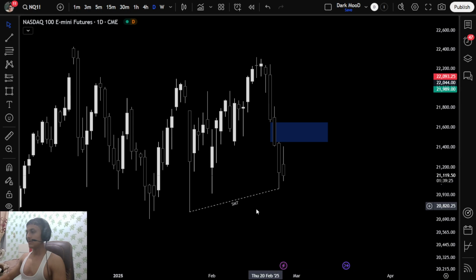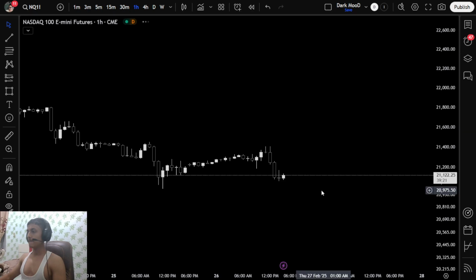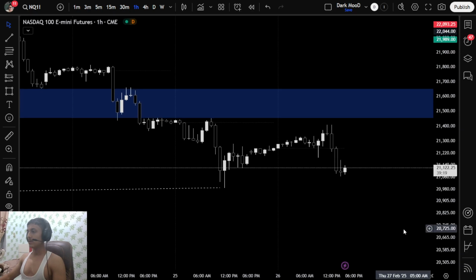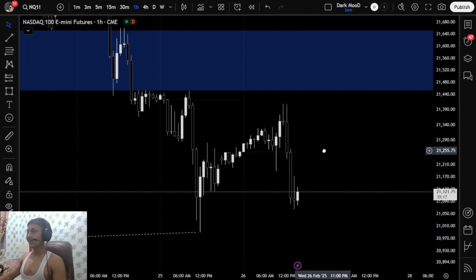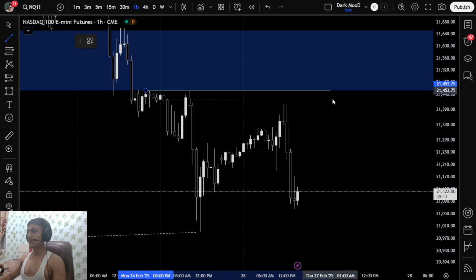So today we have this simply at the daily chart. And if you went to the hourly, I notice that you have these equal highs right there. These are equal highs.